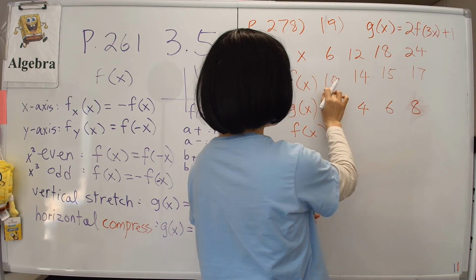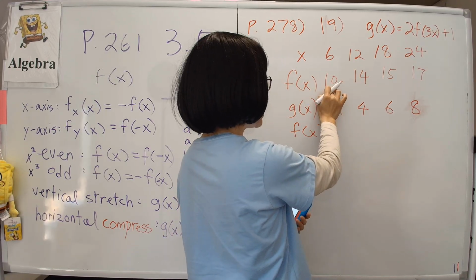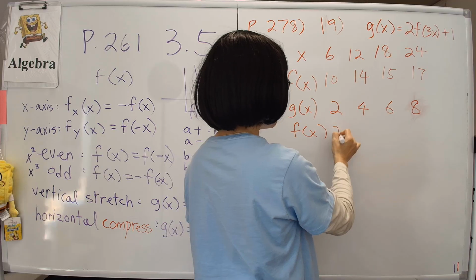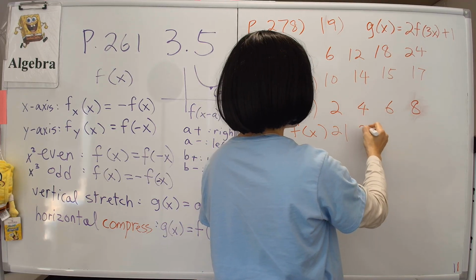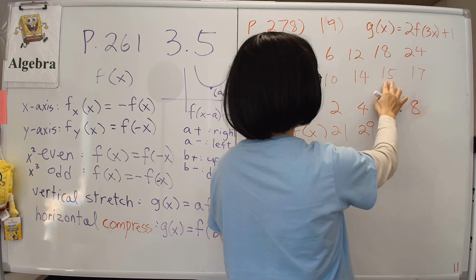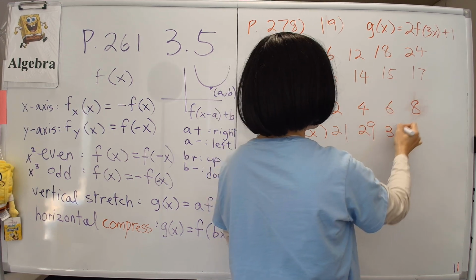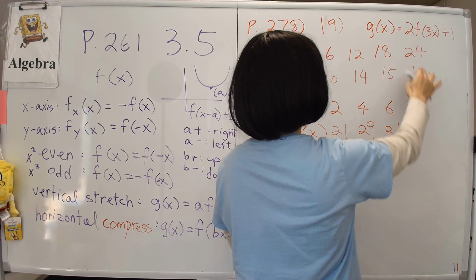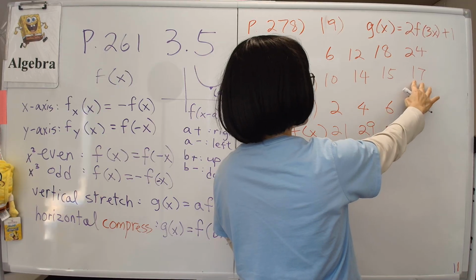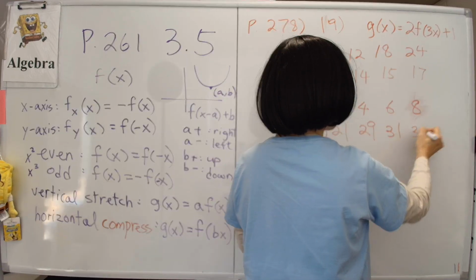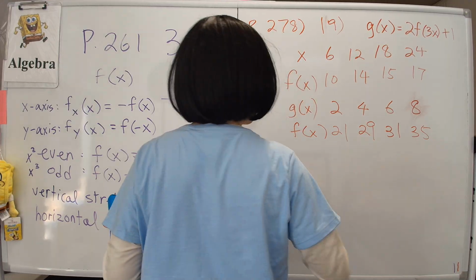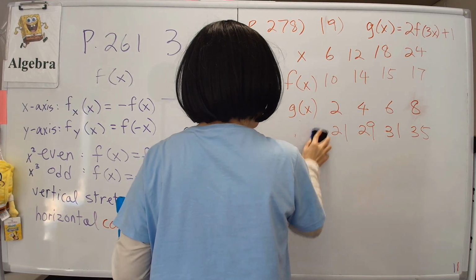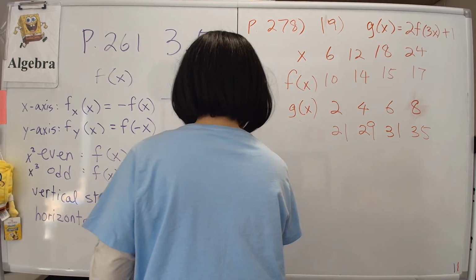So the first value is 10 times 2, 20 plus 1, 21. The second value times 2, 28 plus 1 is 29. The third value times 2, 30 plus 1 is 31. And the fourth value, times 2, 34, and then becomes 35. And that should be the value of g of x. We don't need f of x here. This will be the final chart for g of x.